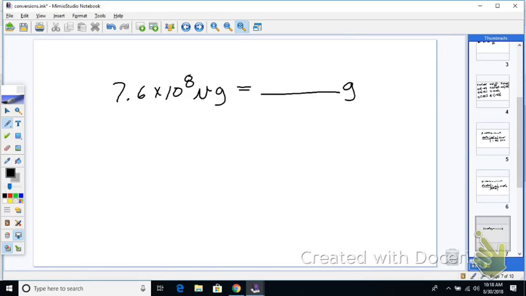So go to grams. And I put it in scientific notation for you. That's kind of nice when it's already in scientific notation. So try that one.